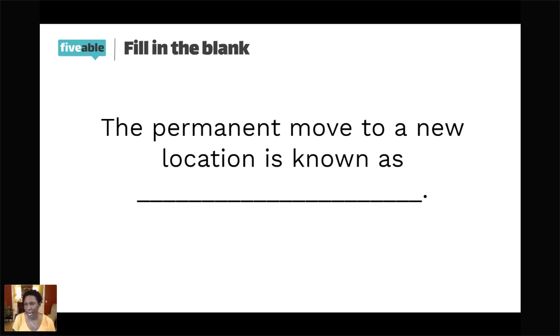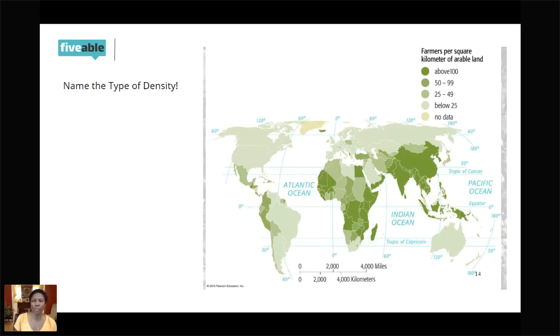Awesome. All right. So in your population and migration unit, you should have learned about the various types of density. So looking at this map, I hope you can read it, and if not, I'll read it for you. You should have walked away understanding the various types. So this says farmers per square kilometer of arable land. I hope you know what arable land is. Arable land is the true land that's suitable for farming.